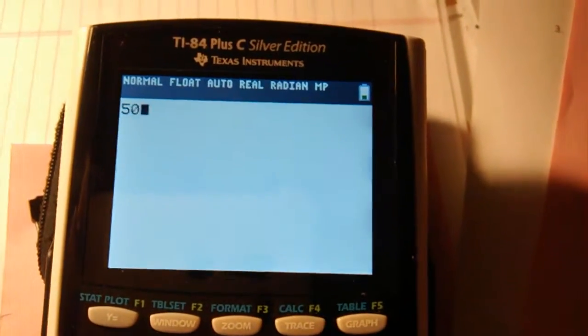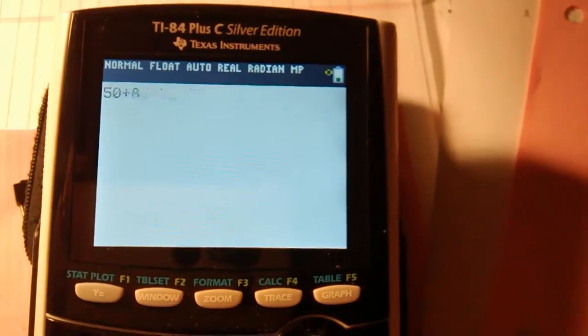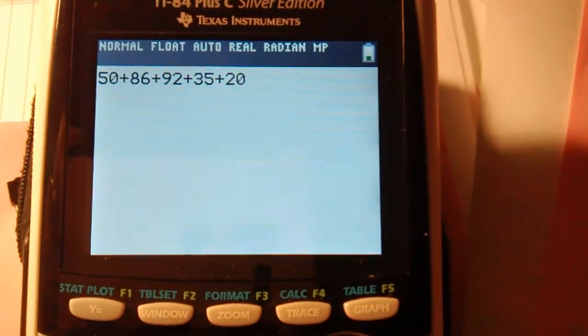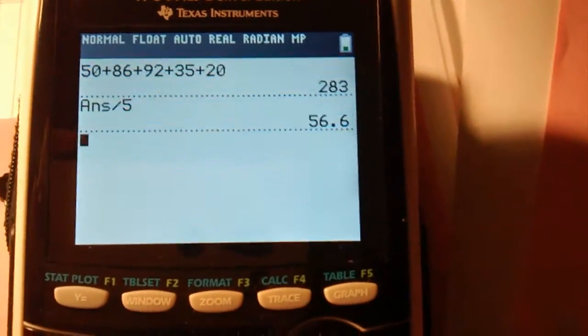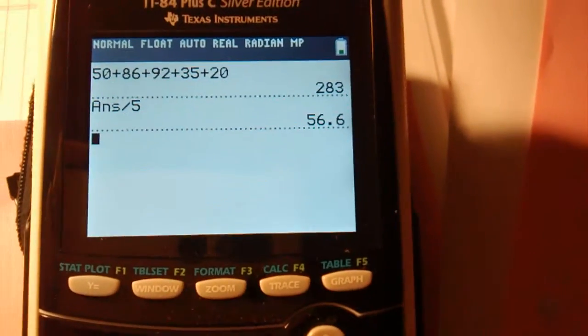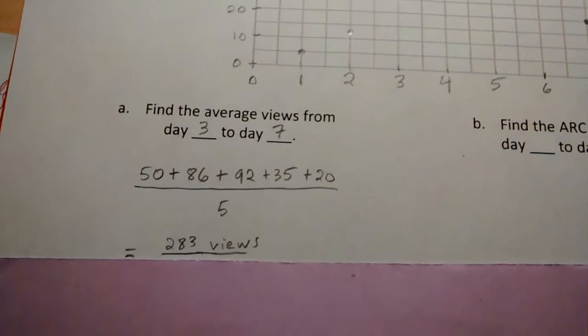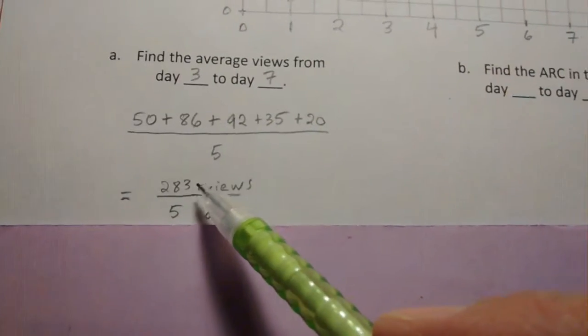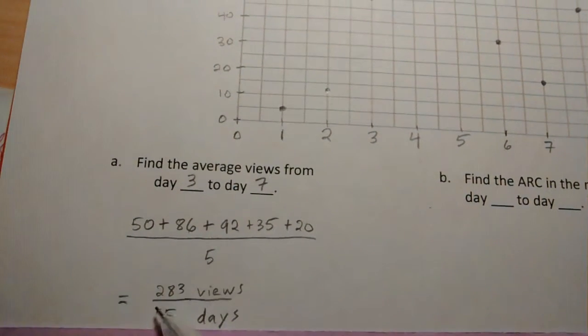So 50 plus 86 plus 92 plus 35 plus 20. So those are the actual viewings on those days, and there's 5 of them, so we're going to divide by 5, and we get 56.6. So let me back up and say this. In this calculation, here's what we did. We added those up, divided by 5, and here's what we get. So this fraction is very important because it says a total of 283 views over those 5 days is what that fraction could be thought of as. And when we actually do the division, we get that numerical value.